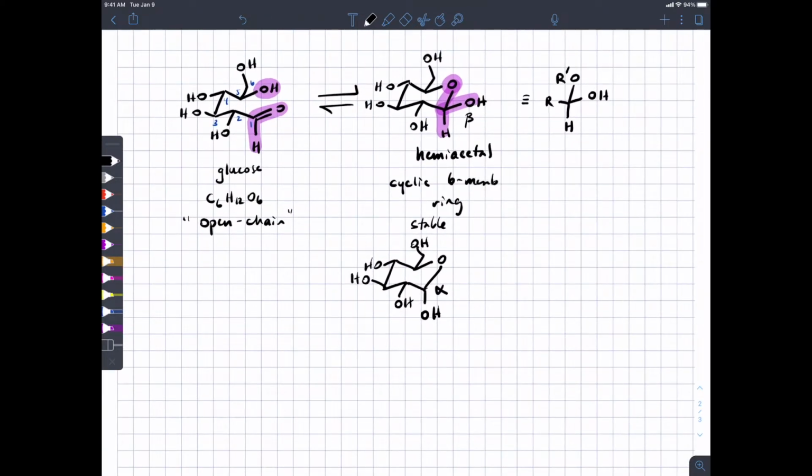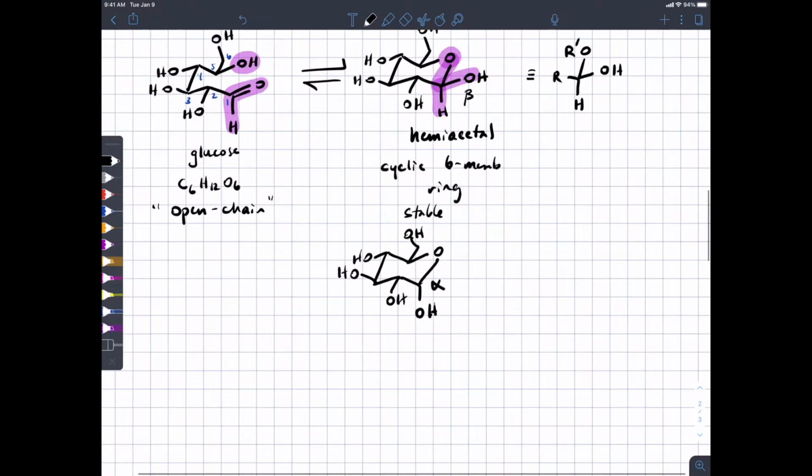When the OH group is down, we call that the alpha diastereomer. And they both actually exist in equilibrium with each other because you can imagine that depending on whether the aldehyde is flipped this way or with the oxygen down instead of pointing down and the hydrogen over here, you could get either stereoisomer. Okay, so that's a hemiacetal form of glucose.